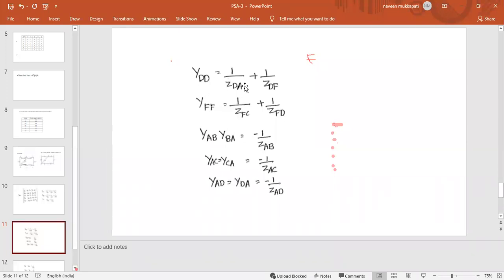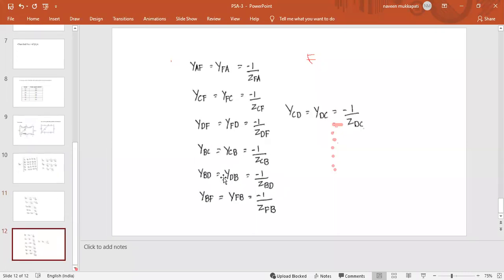YDD is 1 by ZDA, 1 by ZDF. That's why we are representing the different formulas for finding this Y bus matrix in the direct inspection method.